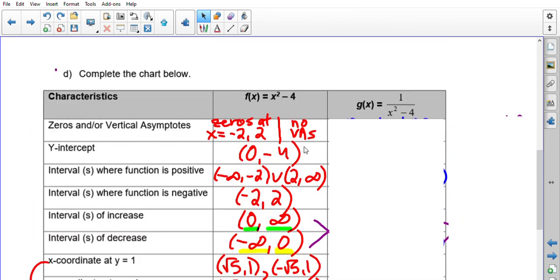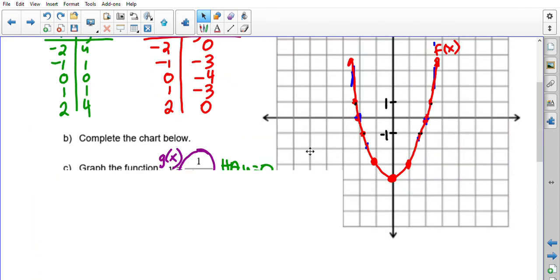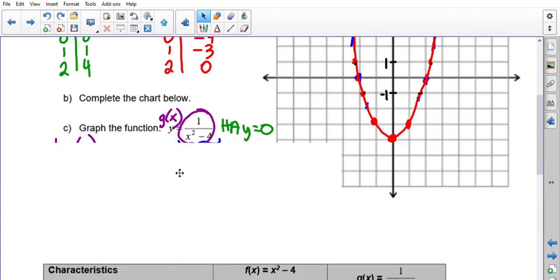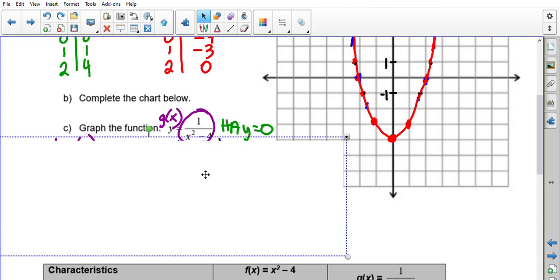Okay, so we are done that. Now let's see the reciprocal. So if we were to graph the reciprocal, 1 over x squared minus 4. This is very unique to us because we've only transformed 1 over x. Now we've got a squared in the denominator, so this is a little different. So let's do some work here.